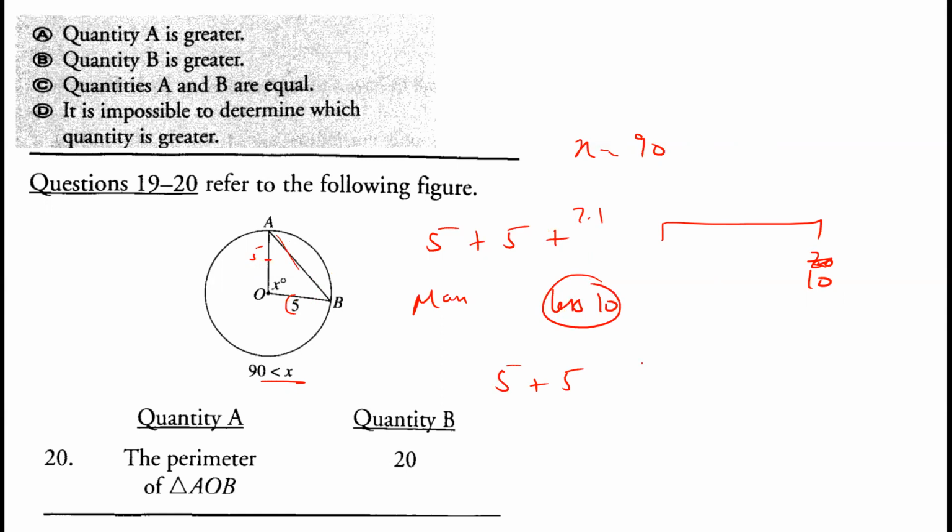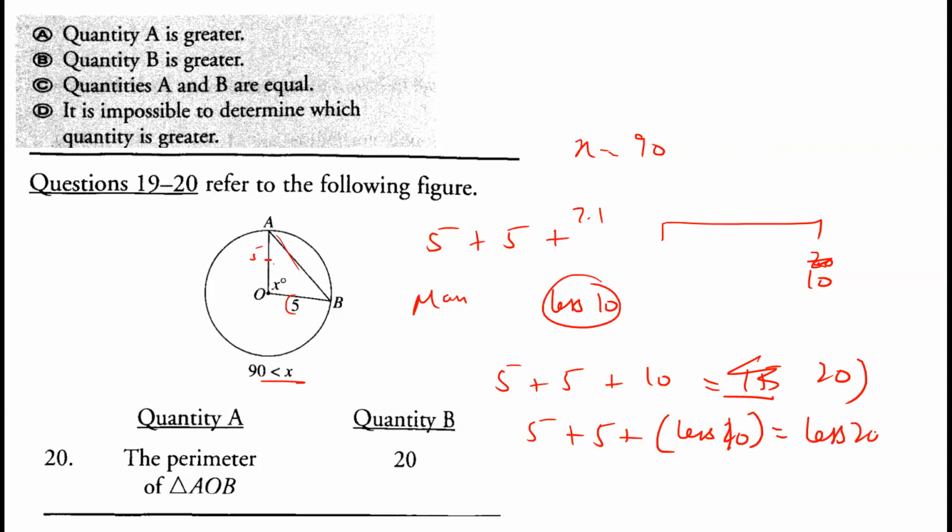So 5 plus 5, it is less than 10. If it is 10, then the perimeter is 20, and 5 plus 5 plus a number that is less than 10 will always be less than 20. Because the maximum length of AB would be less than 10. It cannot be more than 10.